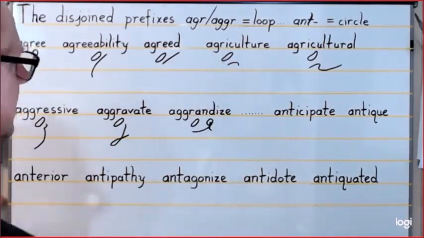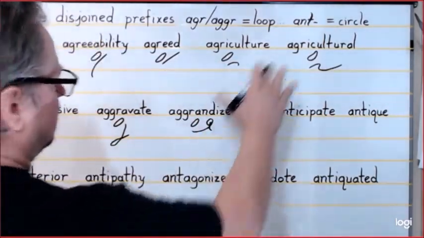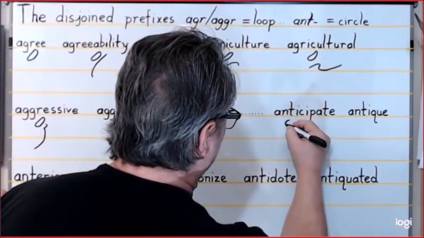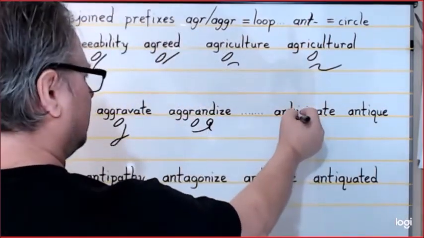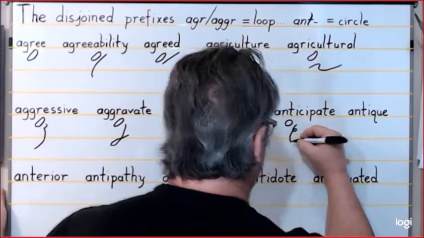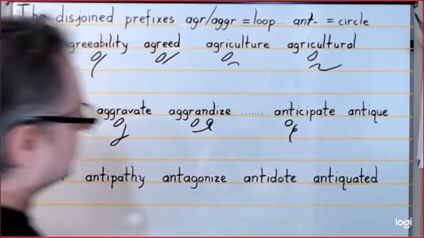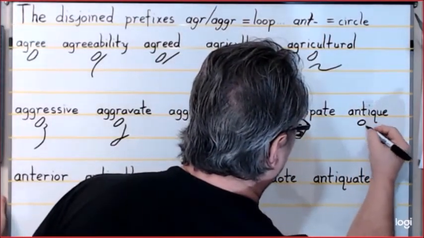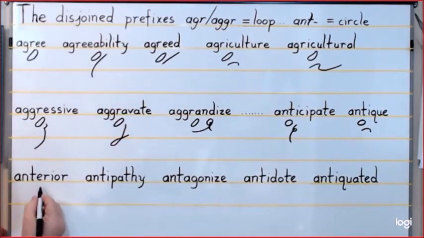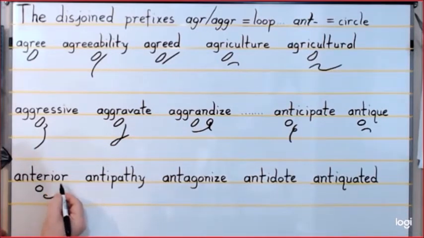Now for anticipate, we're going to use the circle for this disjoined prefix ANT. So it's going to be the circle. This I here is understood. So it's going to be the S, the I, and the P. Antique is going to be the circle and then a K. Interior is going to be a circle and then an O and an R. And again, this I here is understood, so this is why we went with the OR at the end.